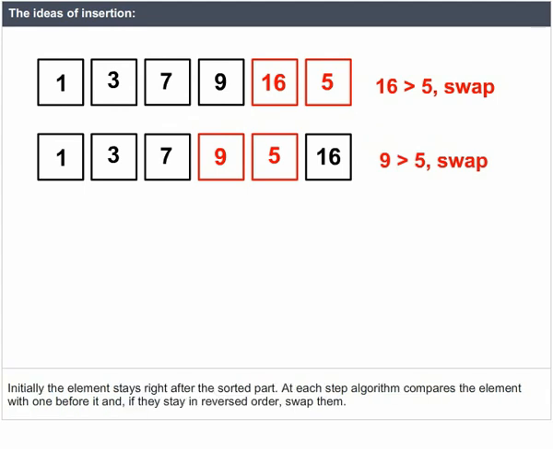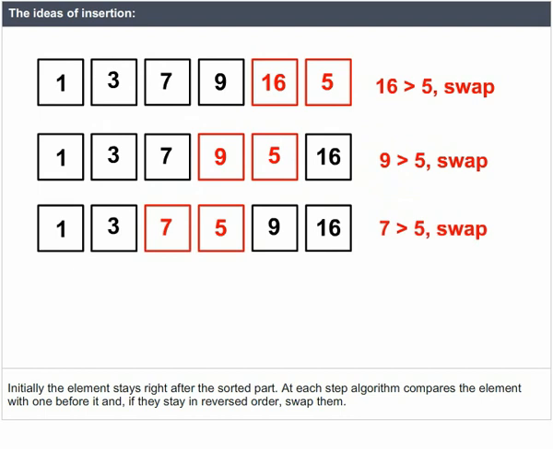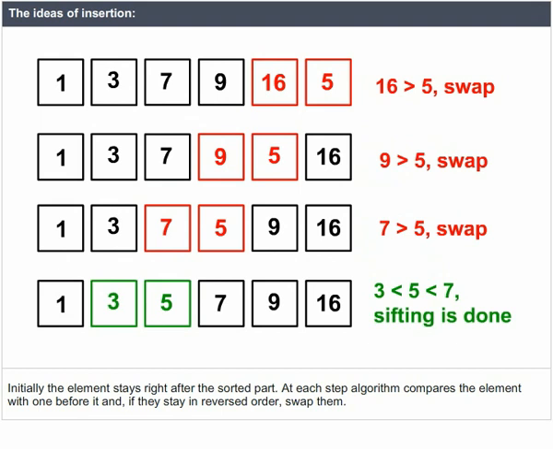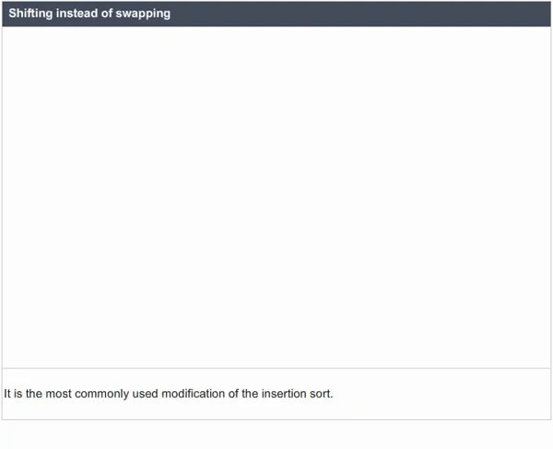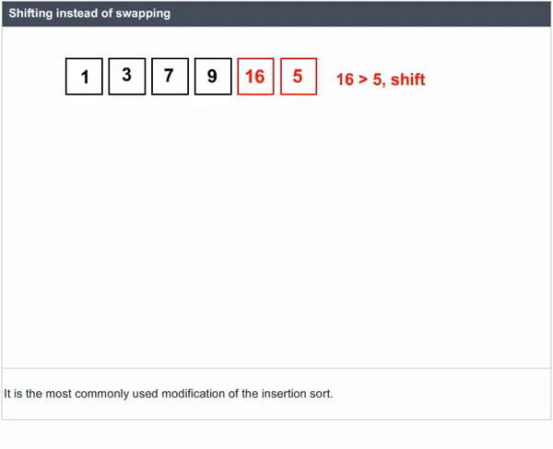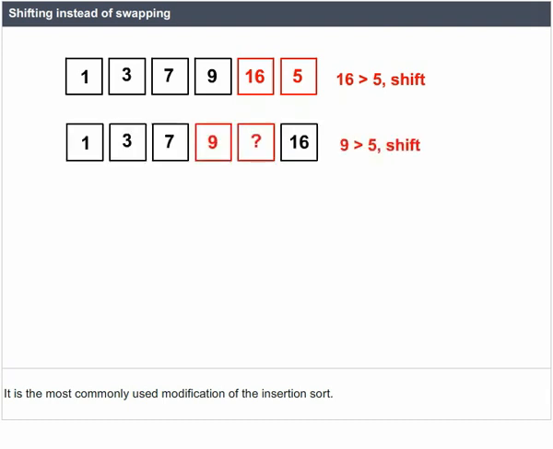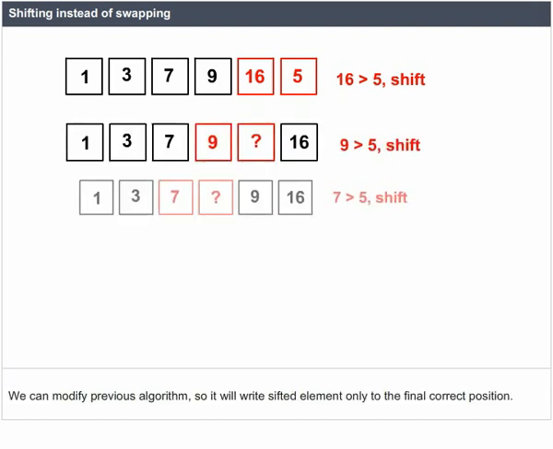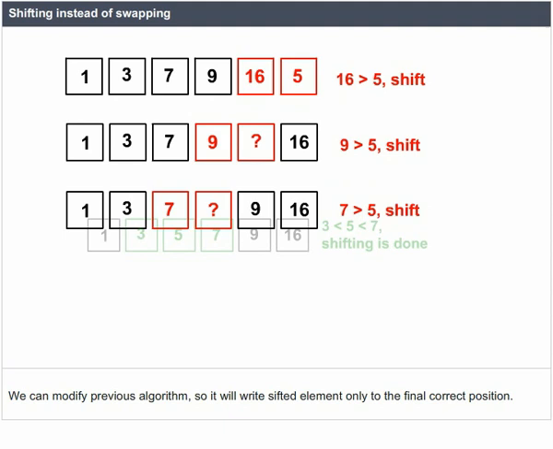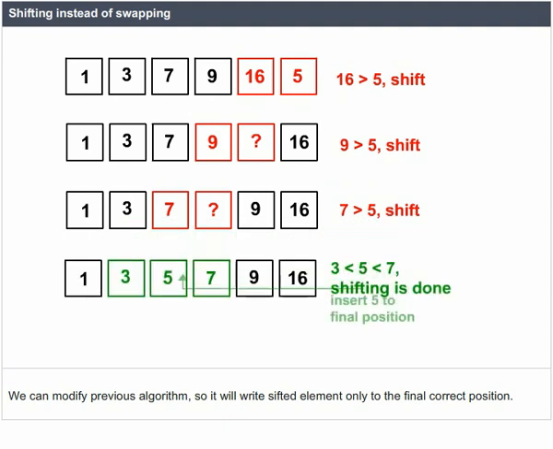Initially, the element stays right after the sorted part. At each step, the algorithm compares the element with the one before it, and if they are in reversed order, swaps them. Shifting instead of swapping is the most commonly used modification of insertion sort. We can modify the previous algorithm so it writes the shifted element only to its final correct position.